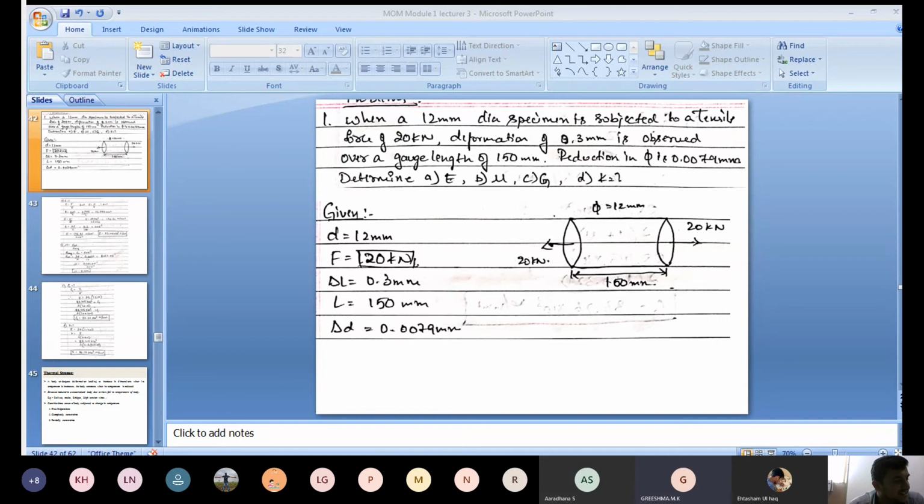33.26 into 10 power 3 Newton per millimeter square. Okay, be careful about the unit, Grishma. The numerical value is right, but the unit is wrong. Be careful with that. Okay, the answer is right, Grishma: 33.26 into 10 raised to the power of 3 Newton per mm square.